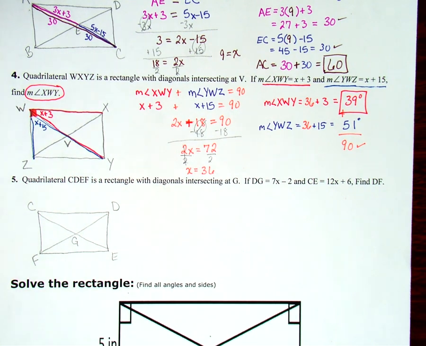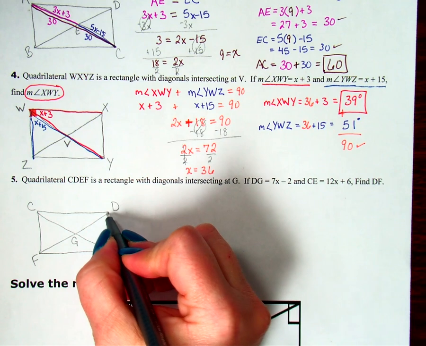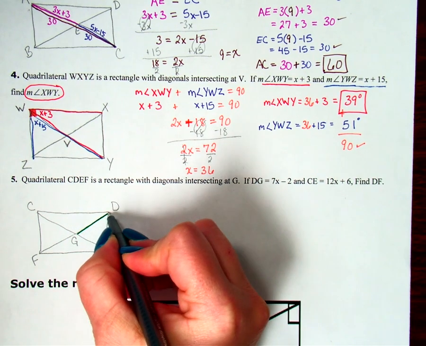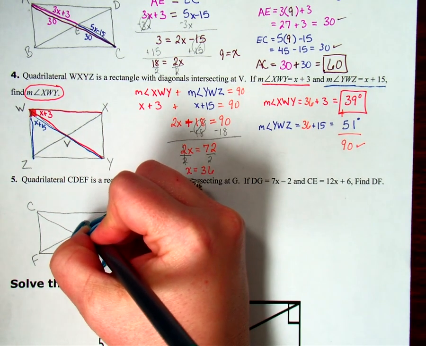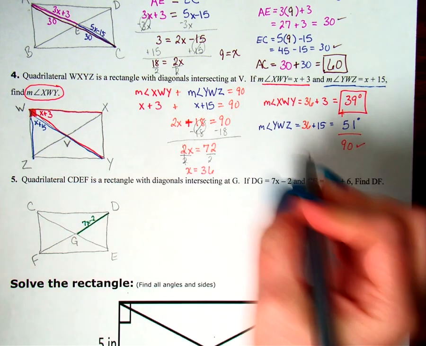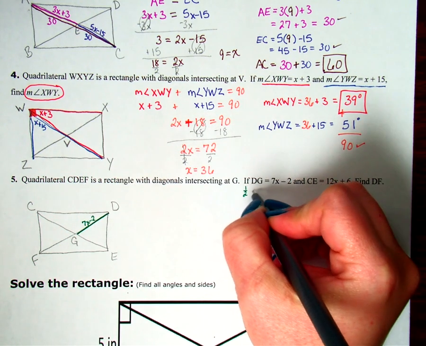DG equals 7x minus 2. And that is half of a diagonal.